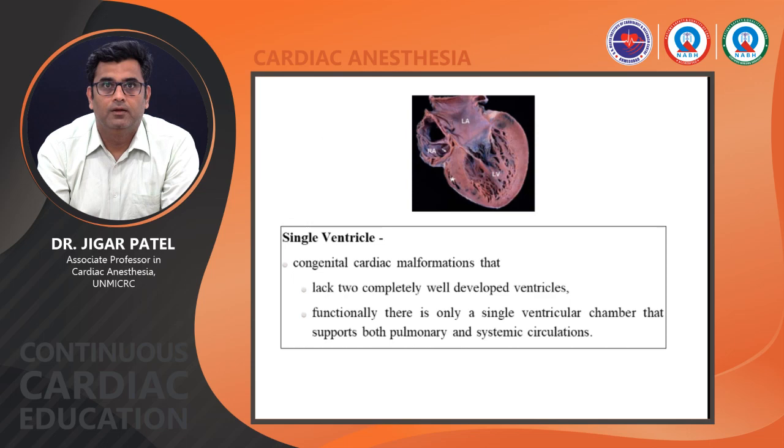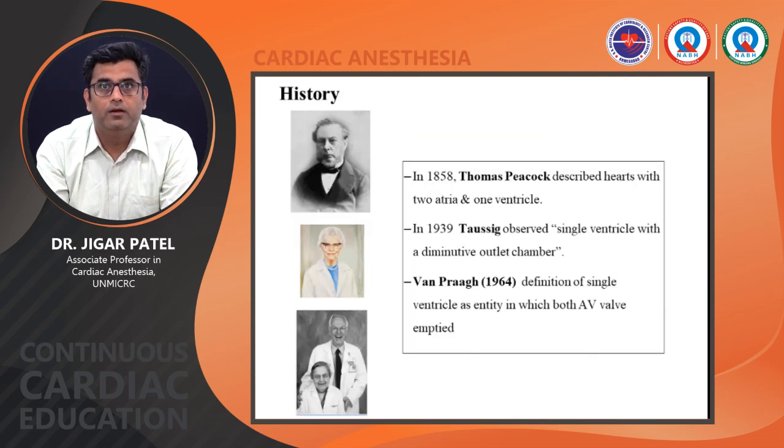Now by definition, single ventricle is a congenital cardiac malformation that leads to a lack of a completely well developed ventricle, and functionally there is only a single ventricular chamber that supports both pulmonary and systemic circulation. Now in the history part, in 1858 Thomas Peacock first described a heart with two atria and one ventricle. Later on, Dr. Taussig in 1939 observed single ventricle with a diminutive outlet chamber.